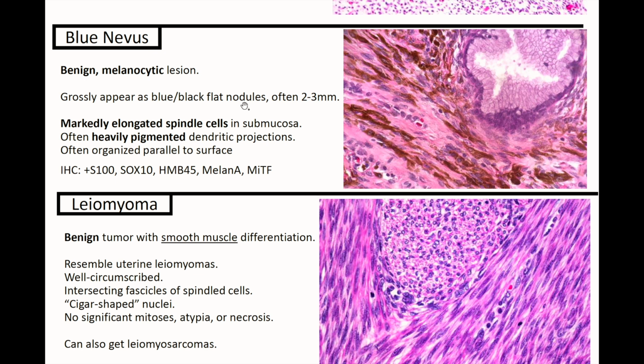And then lastly, leiomyoma. So this is a benign tumor with smooth muscle differentiation, which can resemble uterine leiomyomas. They're well circumscribed with intersecting fascicles of spindled cells and cigar-shaped nuclei. There are no significant mitoses, atypia, or necrosis, and you can also get a leiomyosarcoma in the cervical region. However, in a leiomyosarcoma, you would expect to see some mitoses, atypia, or necrosis.